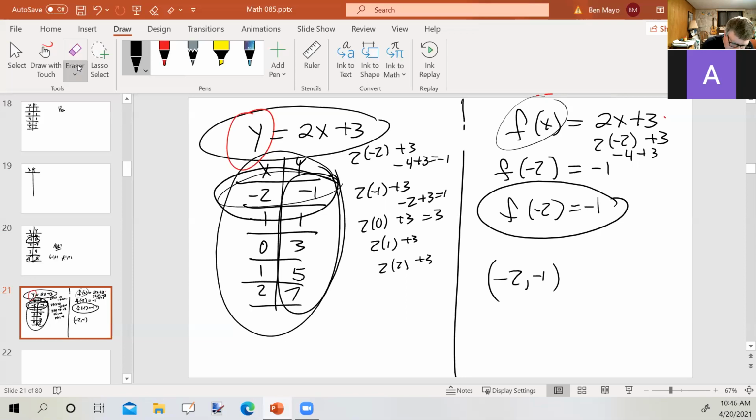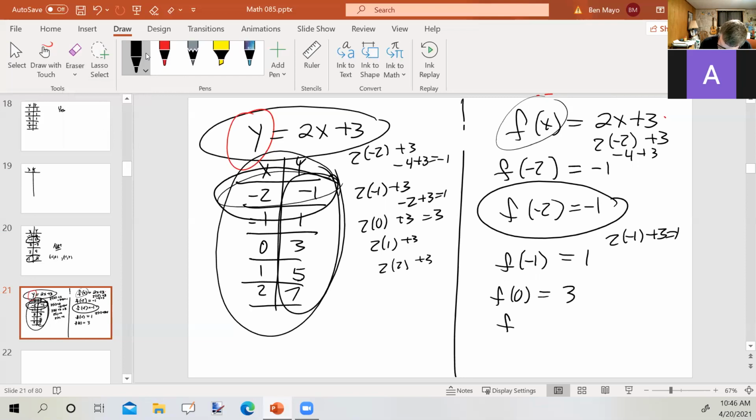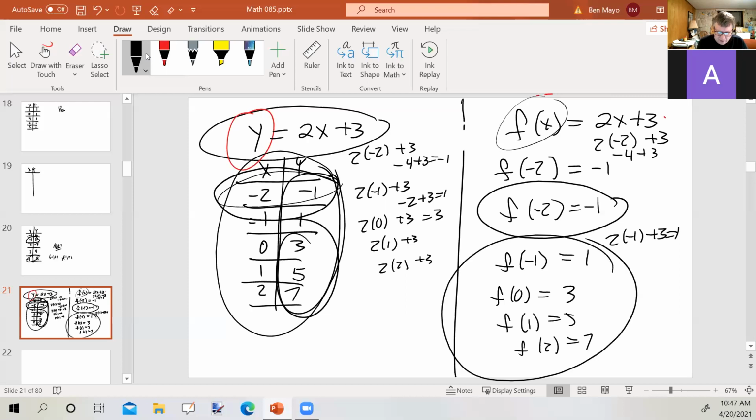All right. So further examples, if we wanted to find f of -1, f of -1 would be 2 times -1 plus 3, which is 1. F of 0 would equal 3. F of 1 would equal 5. F of 2 would equal 7. I'm just using those outputs because it's the same calculation. It's just that you write it using function notation as opposed to a table or ordered pairs. Okay? Any questions about that?